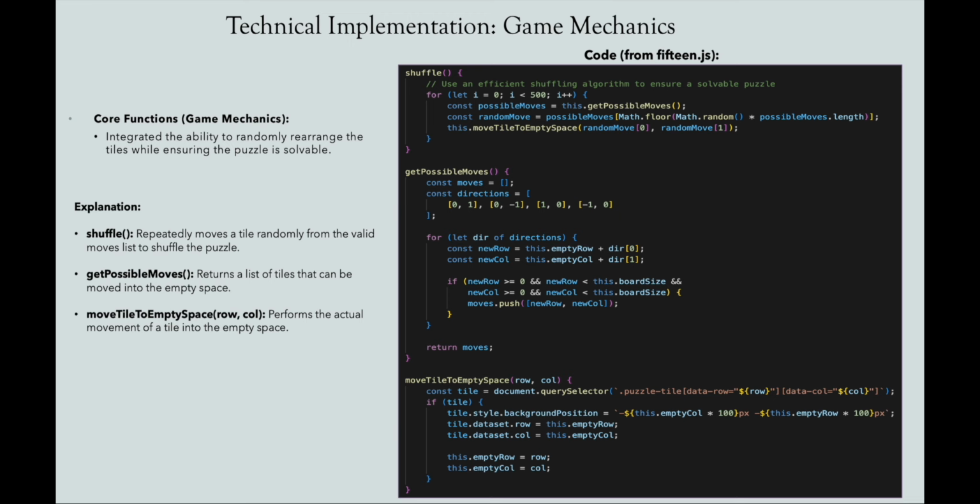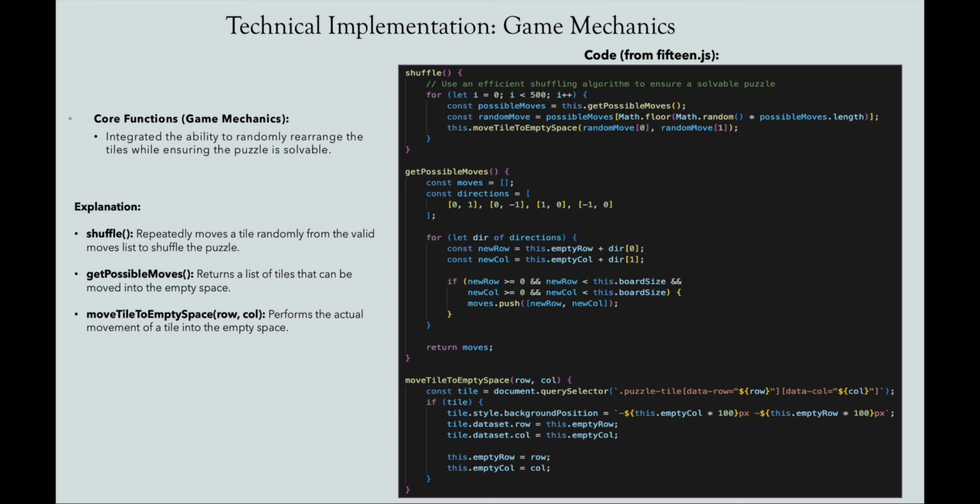Then we have the get possible moves. This is going to return a list of tiles that can be moved into the empty space. Again, you can see the utilization of the for and if condition in the right code snippet there. We have the variables above, the moves variable we had to utilize as well as the directions, and the return is going to be the moves variable.